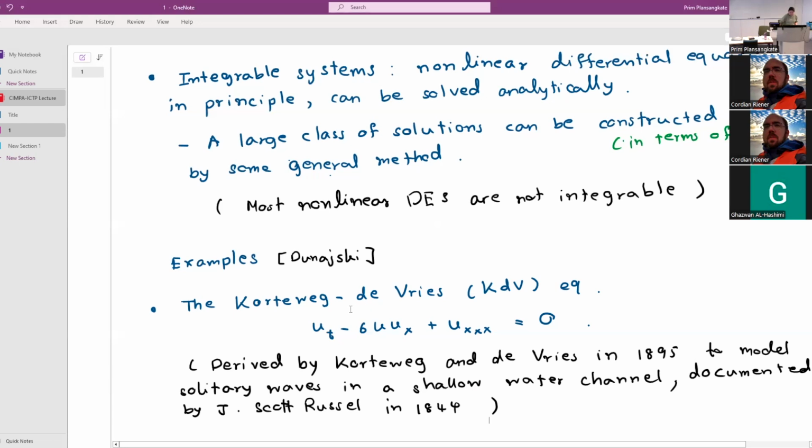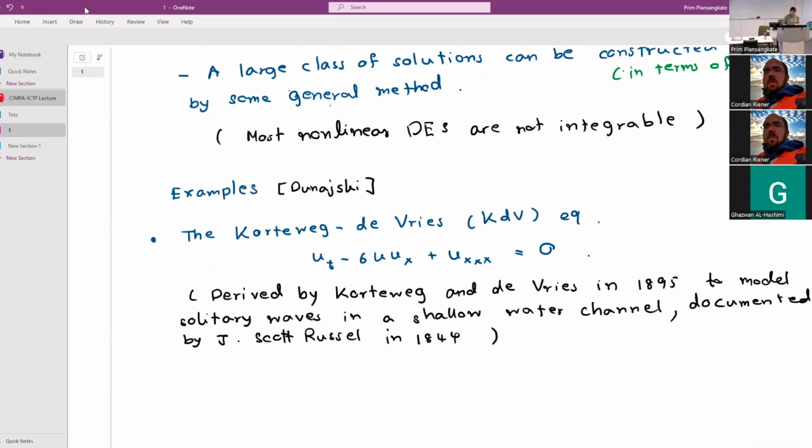And one solution, let me give you an example. The solution is called one soliton. A soliton solution is, roughly speaking, a solution with a well-behaved profile. I will show you some pictures so you will see what I mean. One soliton solution: what I write here is a solution of the KdV.